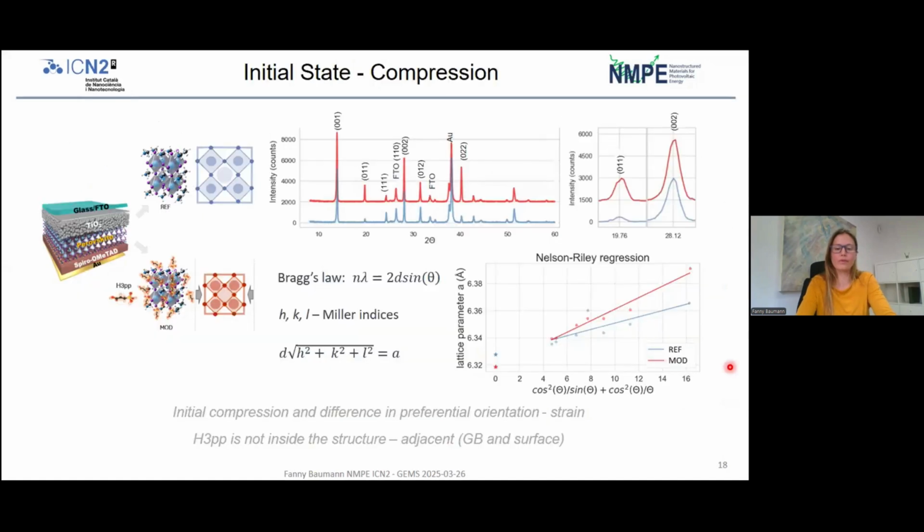Okay, so yeah, as I said, we cannot see the additive molecule inside the structure, but it must be located in the grain boundaries or at the surface.